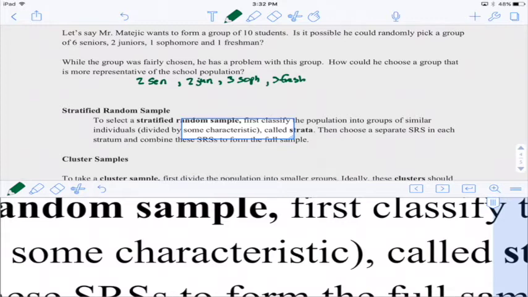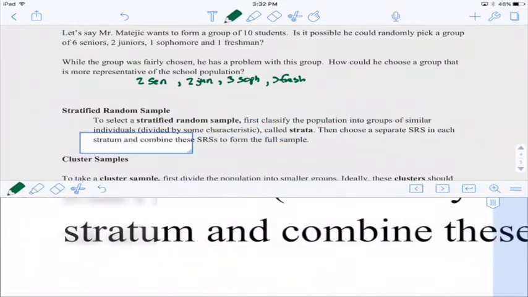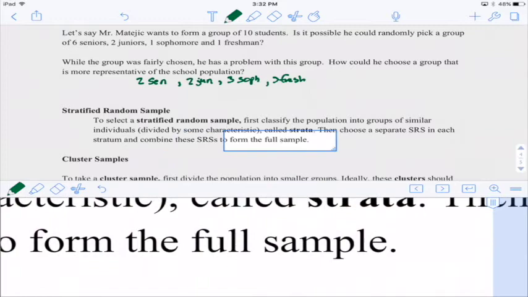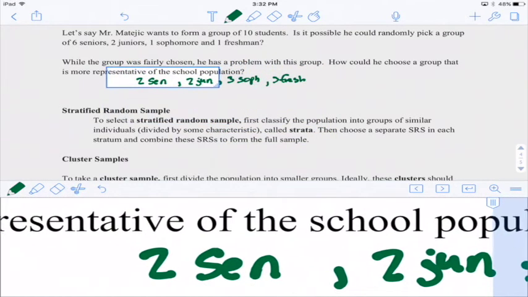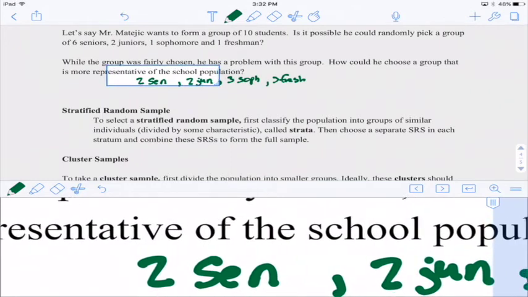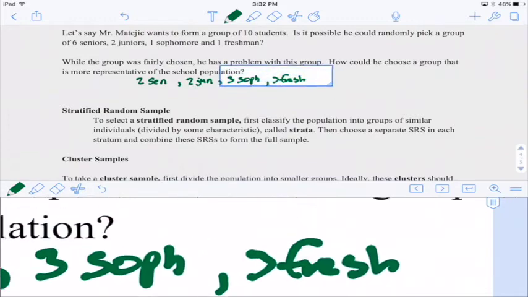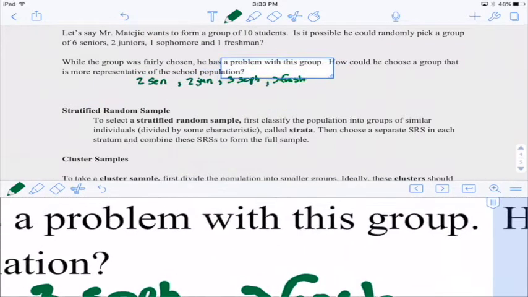We could also stratify by gender, by race, by a lot of different things, by age. All of those are pretty common ones. Then we choose a separate simple random sample in each stratum and combine these simple random samples to form the full sample. So that's what we just did. Once we picked our 2 seniors, we would ignore the rest of the seniors. Once we picked our 2 juniors, we'd ignore the rest of the juniors. Same thing with these 3 and 3 until we have this group that we wanted.